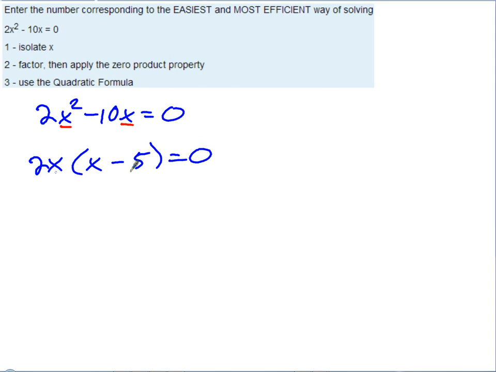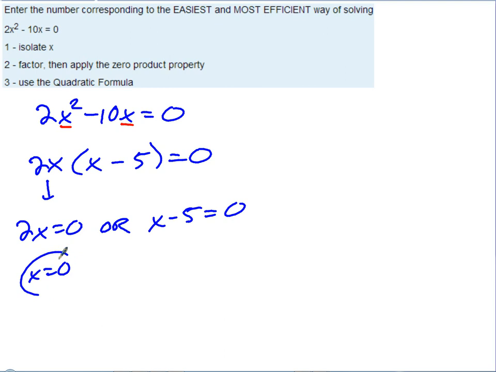Now, solving this thing is an absolute piece of cake, because I've got my two factors. There's the first factor, there's the second factor. All I have to do with the zero product property is set those equal to 0 and solve. So either 2x equals 0 or x minus 5 equals 0. And this one's pretty simple. x equals 0 is the solution from that one.